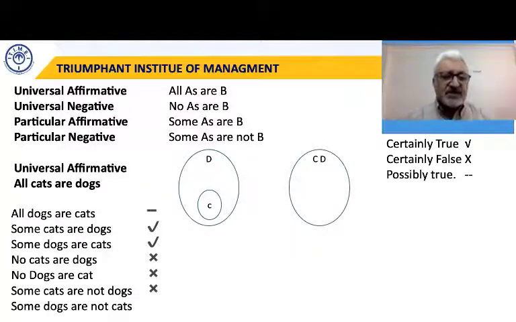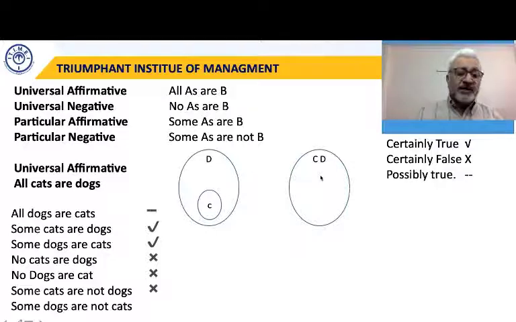The next one tells us some dogs are not cats. The data given to us is all cats are dogs. If all the cats are dogs, then what is true about some dogs are not cats? It is true in the first illustration. There is some portion that is a dog but not a cat. There are some dogs that are not cats.